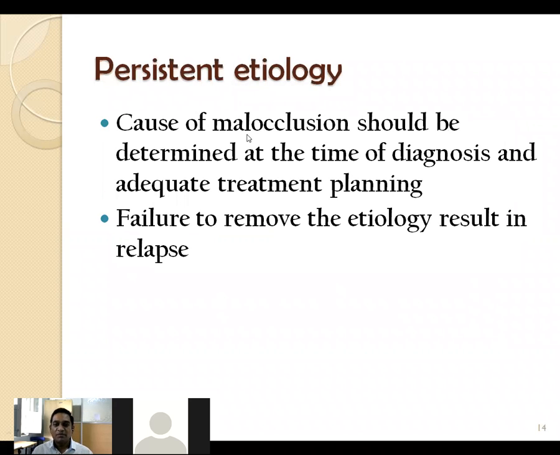Persistent etiology. It means if any etiology is already existing in the patient, for example, a thumb sucking habit or tongue thrusting habit, this may also cause relapse of the corrected occlusion, which means we need to correct any persisting etiology. Any habit has to be corrected first, then correction will be done, and habit-breaking appliances should be given after correcting the orthodontic treatment.